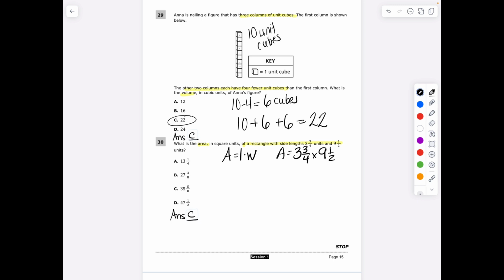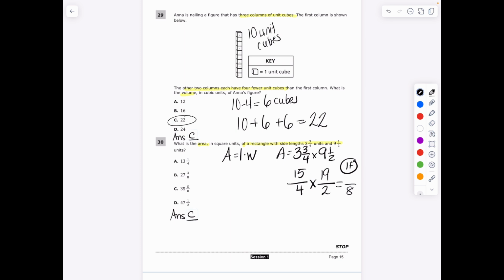We're going to start by changing these to improper fractions first. So I have fourths here. 4 times 3 is 12, 12 plus 3 is 15. So I have 15 over 4 times 9 times 2 is 18 plus 1 is 19, so 19 halves. Well, at least the denominator is friendly, it's 8. But those numerators, 15 times 19.